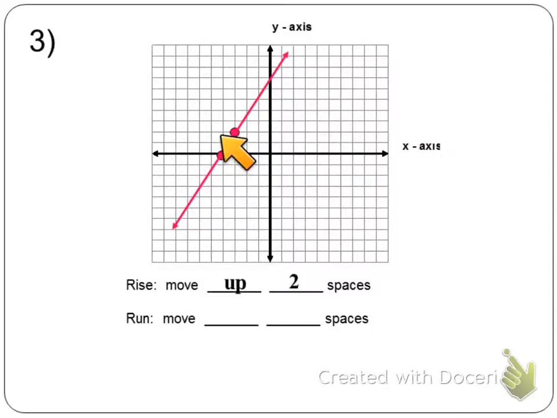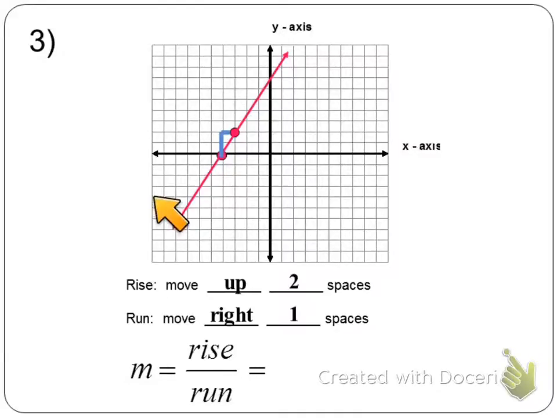How many am I running? Ready? Whoop. 1. Whoop. Yes, I'm going right 1 space. Moving up is positive. Moving right is also positive. So my rise and my run are both positive here, which makes sense because from left to right the line's going up, so it should be a positive slope. So my slope is 2 for my rise and 1 for my run.